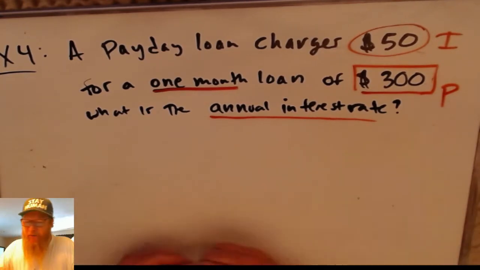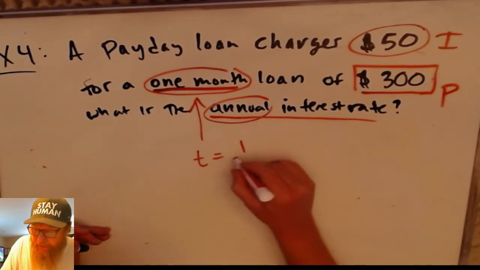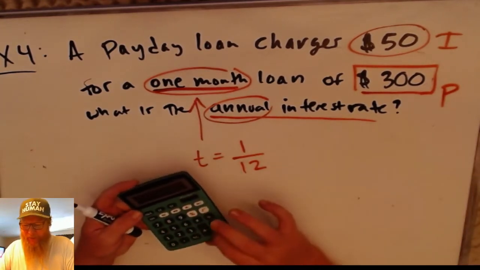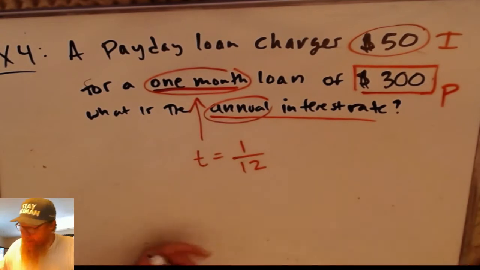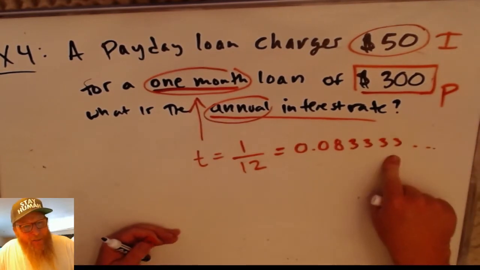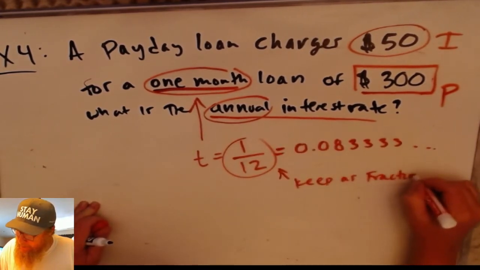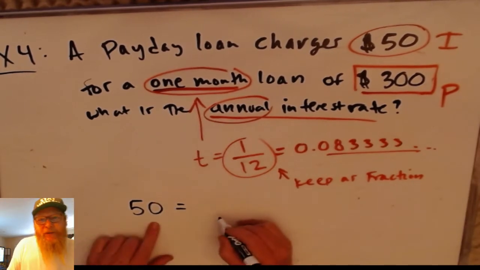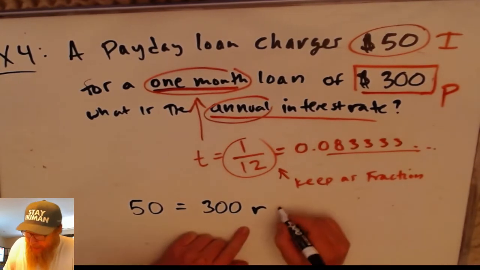Annual interest rate. So remember, annual is years, and months are months. So T is 1 month divided by 12. Now watch what happens when you go 1 divided by 12. Look what you get: 0.08333333333. If you try to type this into the problem, it's probably going to cause a little bit of an error. So I'm going to keep this as a fraction because the decimal does not terminate. The interest is $50, the principal is $300, the interest rate is unknown, and the time is 1/12.